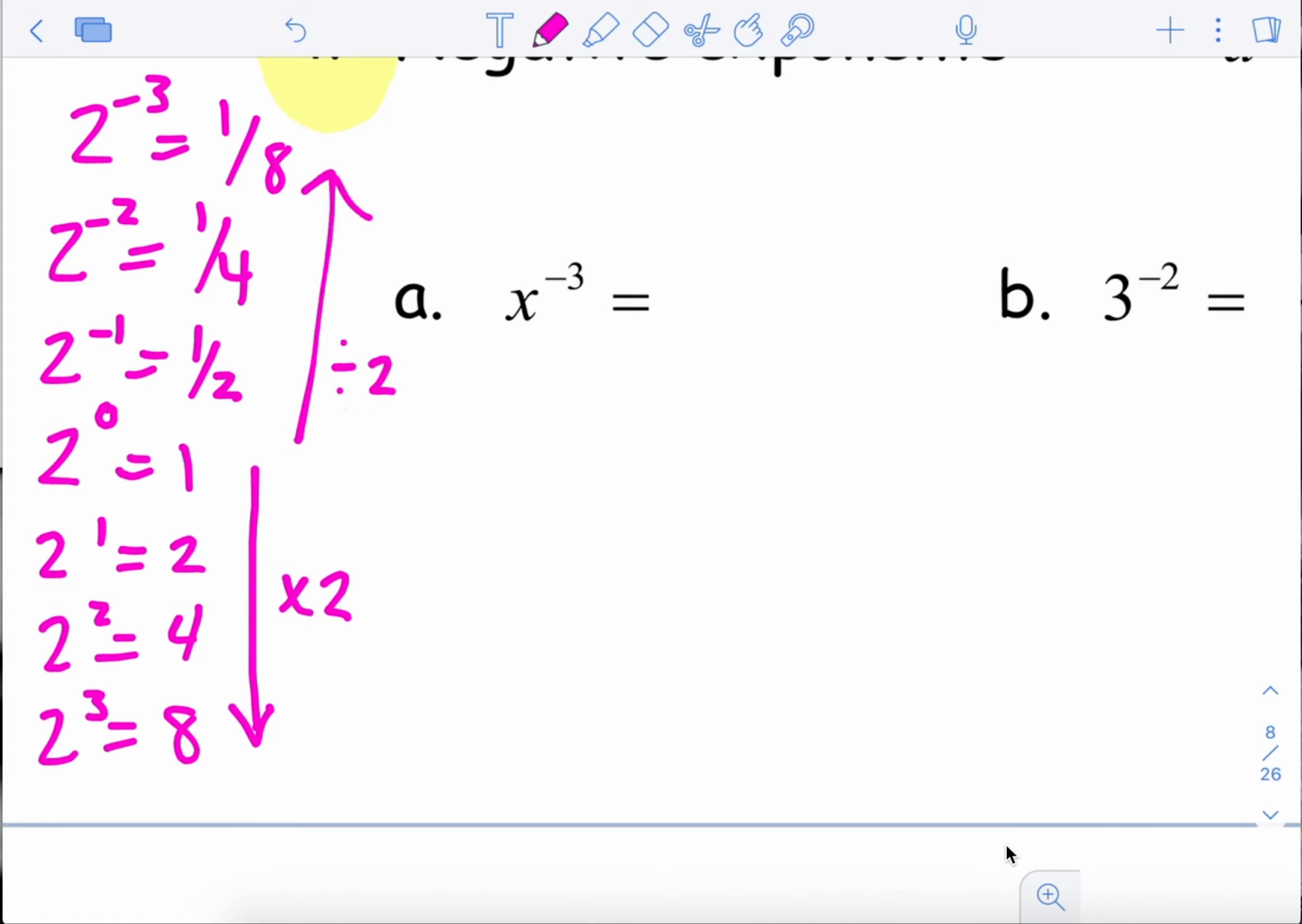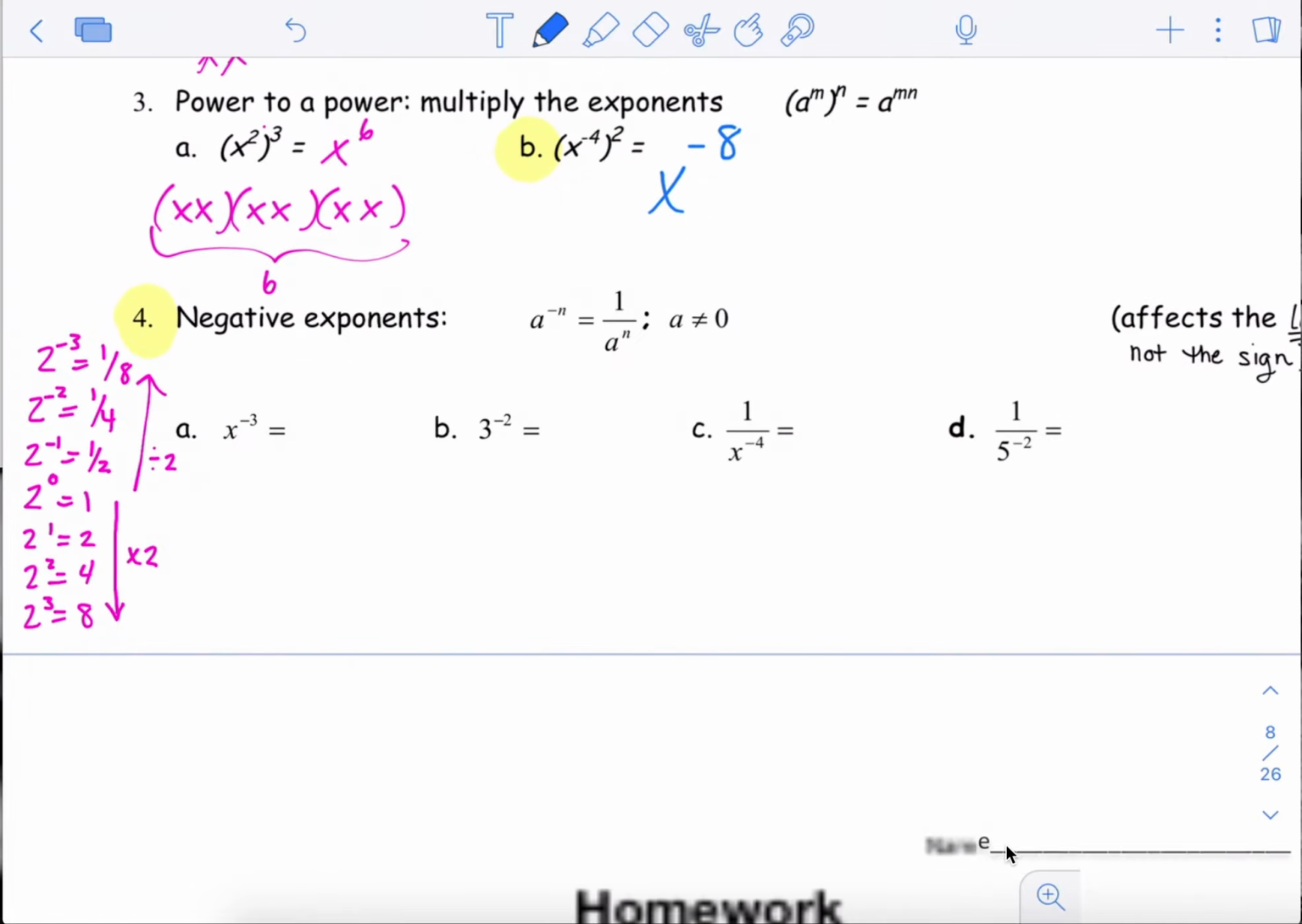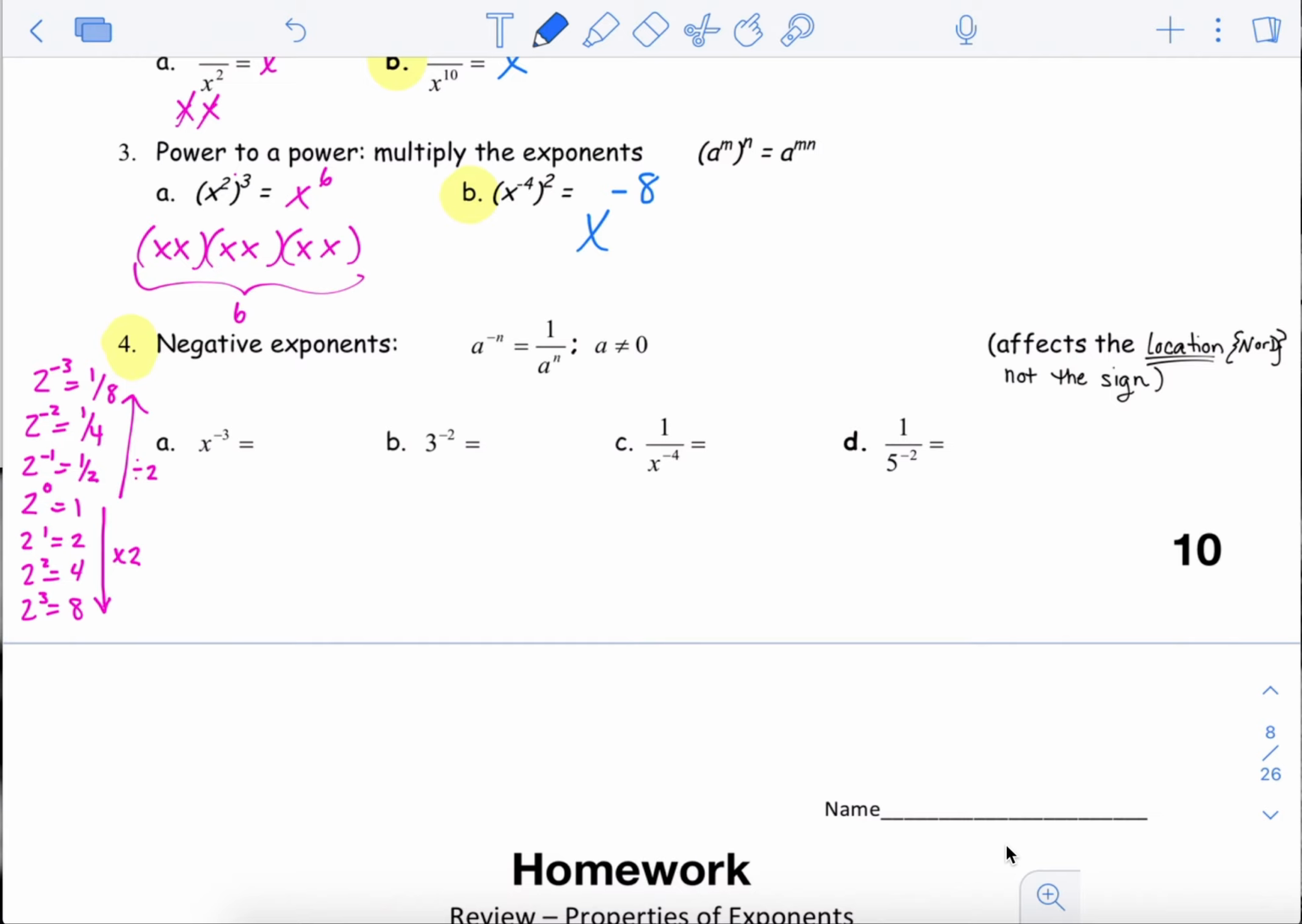So all that really happened is I got the exact same numbers. All I did was put the number in the bottom of the fraction. That's what a negative exponent does. It changes the location, like the numerator or denominator, of the base that you're talking about. Okay? So if I look at problem A, it's like a whole number. It is over 1.